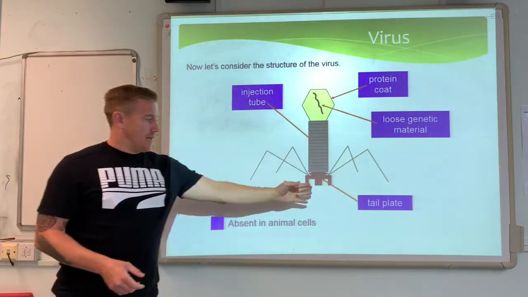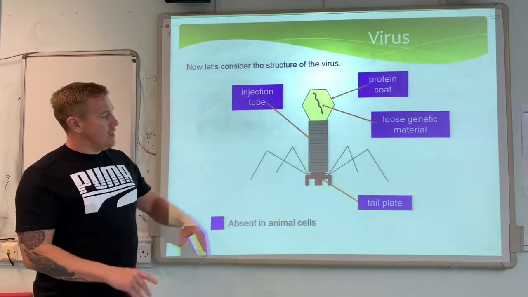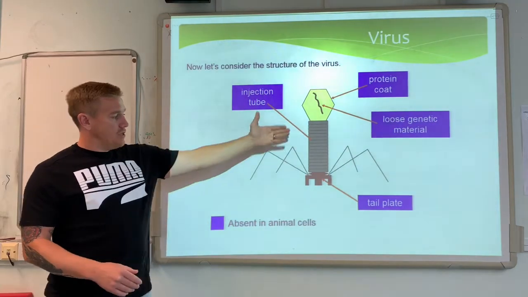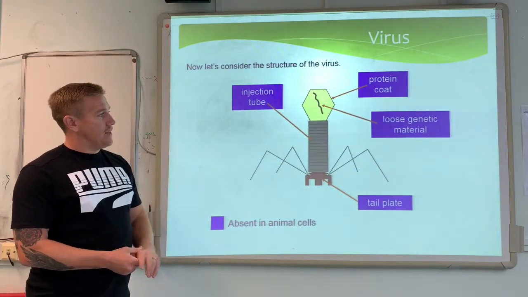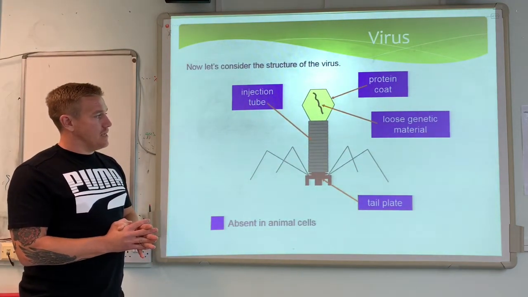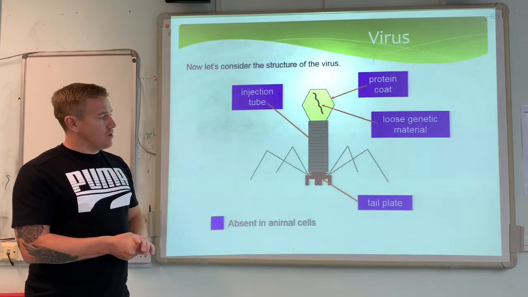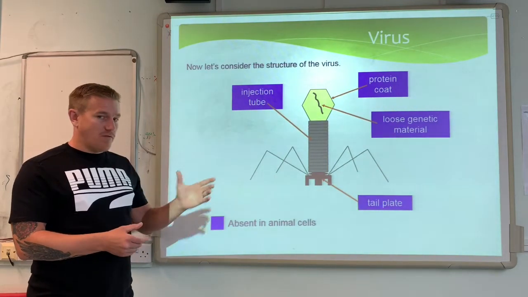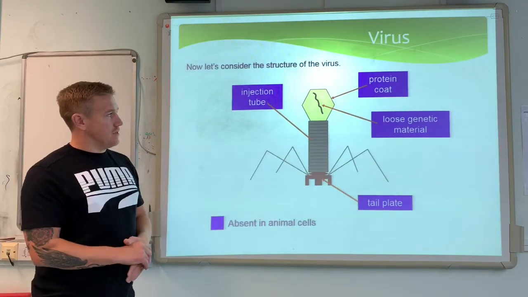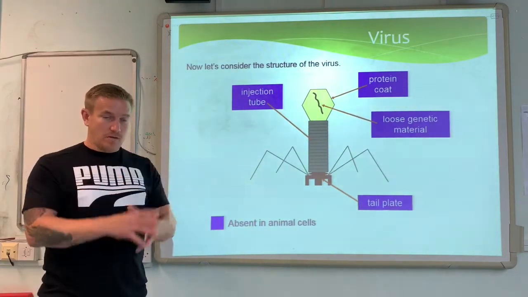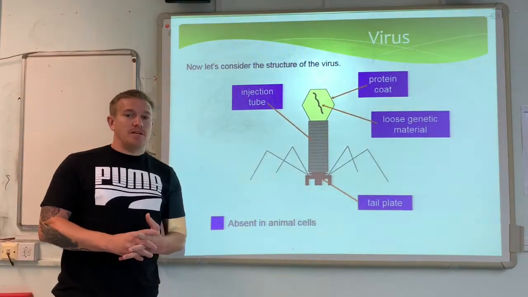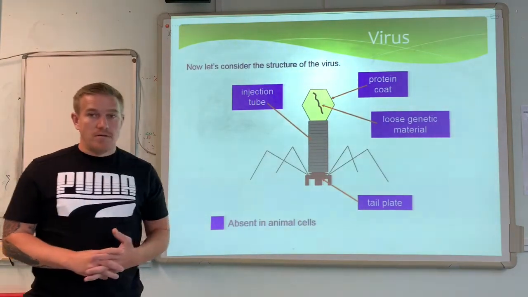Like I said, there's a tail plate which will join onto a cell. There's loose material that will be injected into a cell to reproduce itself. There's an injection tube that assists with that, and there's a coat that holds all the protein in place. Interestingly, they're a lot smaller, but they also come in different shapes. So this shape isn't the only shape that the virus comes in. We can see viruses in all different shapes, such as round shapes with lots of different prongs on them to inject their genetic material. So have a look at that too.